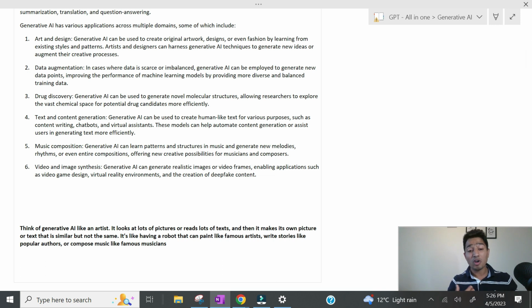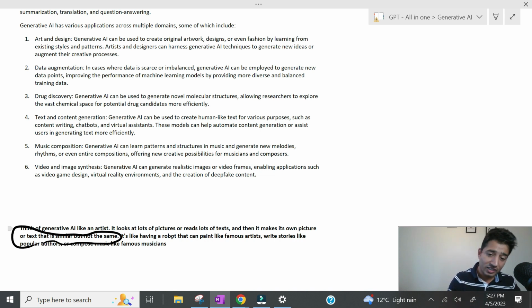See, generative AI we can think of like an artist. It looks at a lot of pictures and reads a lot of text, and then it makes its own picture or text that is similar but not same. That's the most important word. That is similar but not same. So it means it will bring out something new every time we ask it something. It's like having a robot that can paint like famous artists, write stories like popular authors, and compose music like famous musicians. So I'll stop this video here.